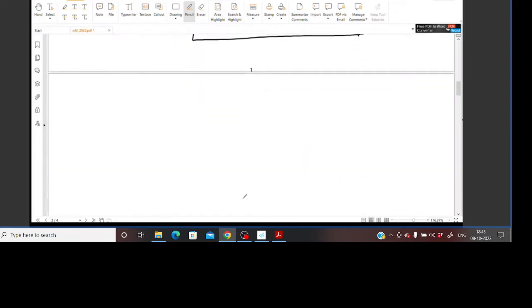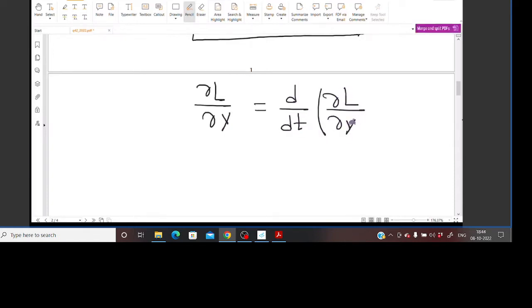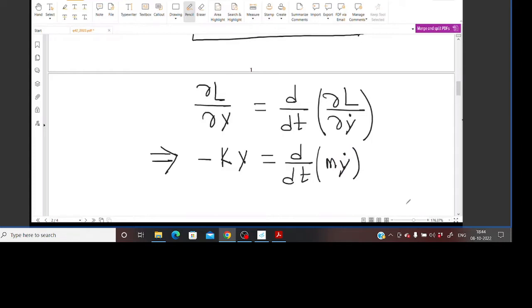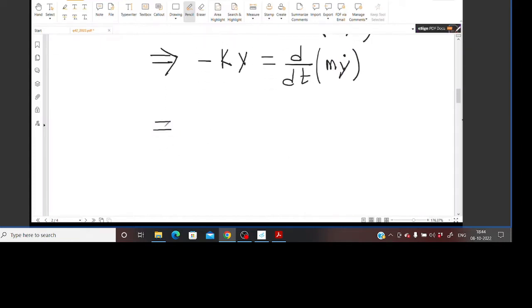Now the Euler-Lagrange equation for the coordinate y is given by del L del y equal to d dt of del L del y dot. Del L del y is equal to minus ky and del L del y dot is equal to m y dot. So we have m y double dot equal to minus ky.